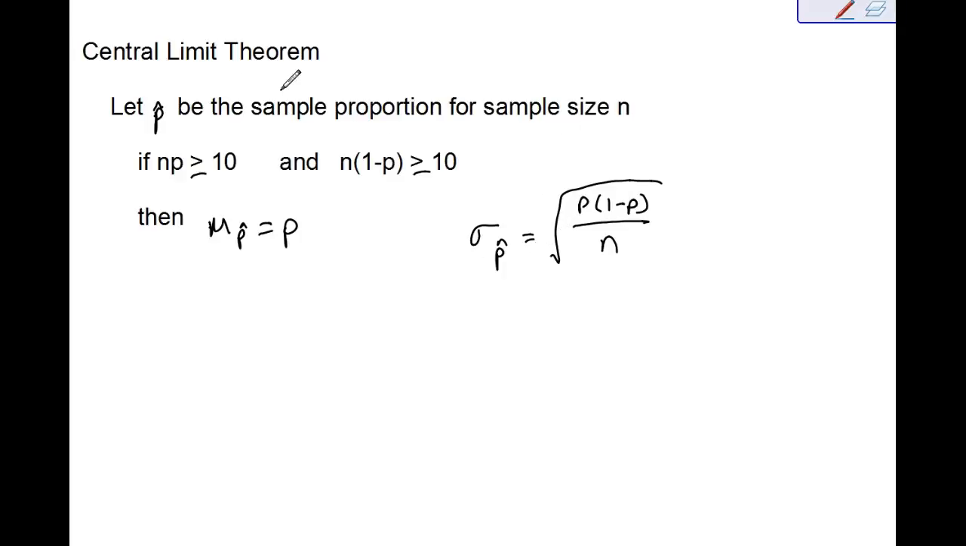That's the whole thing about the central limit theorem, is as long as we have a large enough sample, and that's what this is saying, if n times p is greater than or equal to 10, and n times 1 minus p is greater than or equal to 10, we can use this and assume that it's normally distributed. Okay?